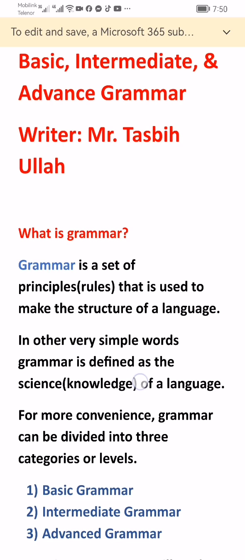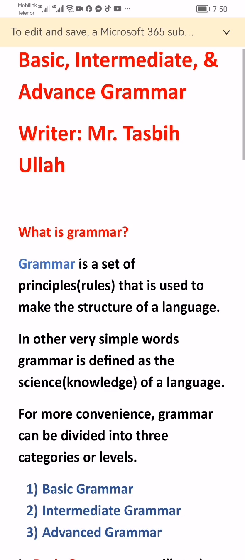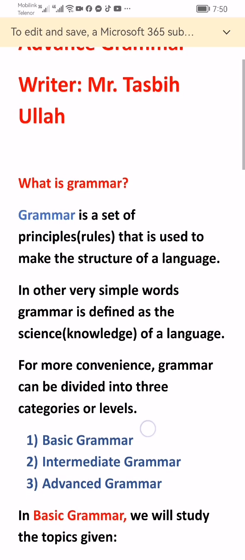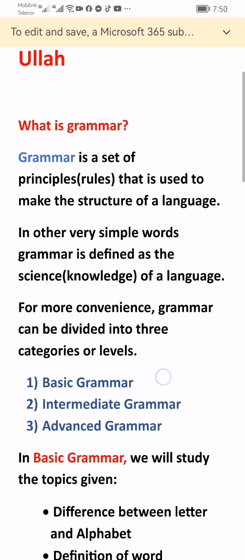Grammar is a set of rules, a set of principles that is used to make the structure of a language. And in order to create the sentences of a language, we need grammar. In very simple words we can define it as the science of language. It means that it shows the ways how we can arrange words to make a sentence in a language.